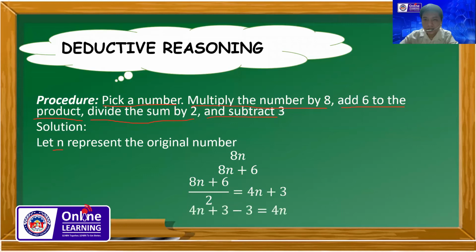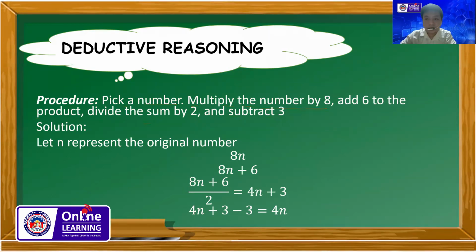Okay, so the last answer is 4n plus 3. And then again, we will subtract 3. So that's why you will come up with 4n plus 3 and then minus 3. So that's why the answer will become 4n. Okay, so that is the answer for this procedure, which is this example, again, going from the general conclusion to a specific conclusion, and then we will come up with what we call the logical truth, which is 4n. Okay?